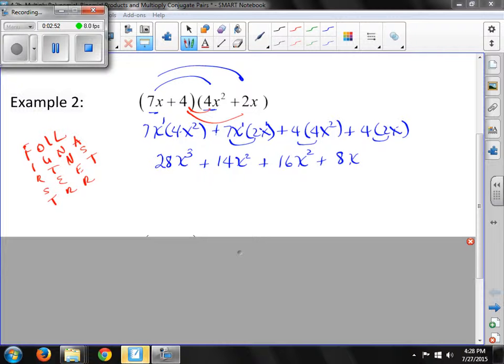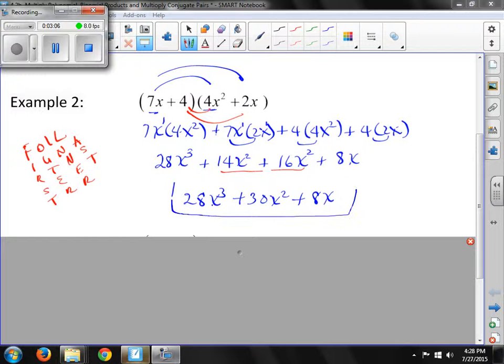Now, I do have a pair of like terms here I will have to combine, so that I'll have 28x cubed, 14x squared and 16x squared would be 30x squared, plus 8x. Final answer on that problem.